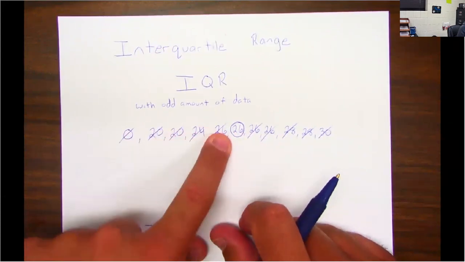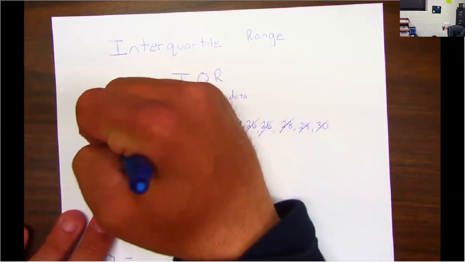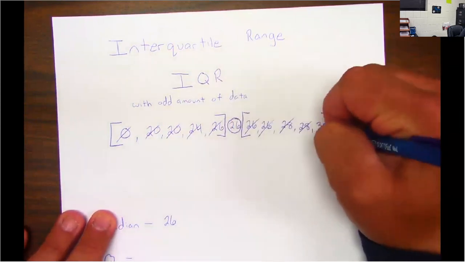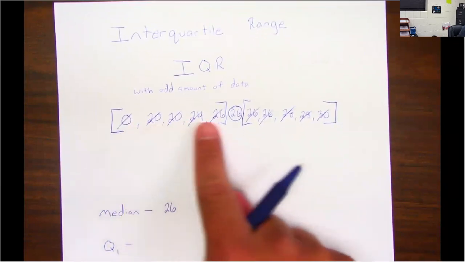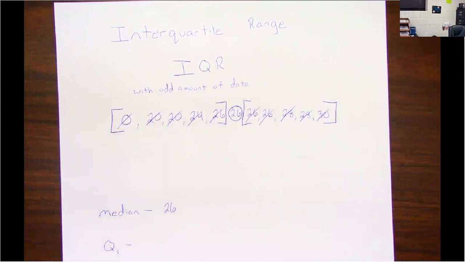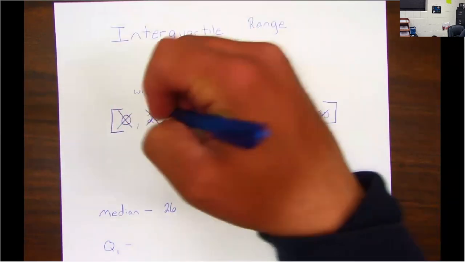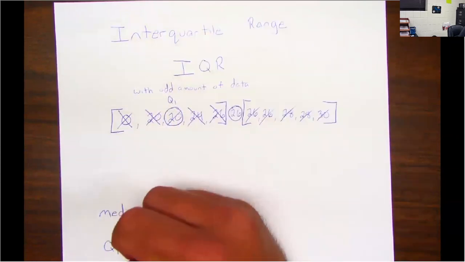Now here's my median. Notice how I have 5 numbers in front and 5 numbers in back. I'm going to put a bracket around those. I'm separating my data in half. To find Q1, you use these first 5 numbers and find the middle of those, just like finding the median. Cross one off the front, one off the back, one off the front, one off the back. There's your Q1 right there. It's 20.